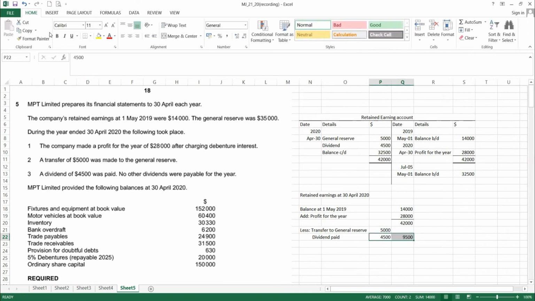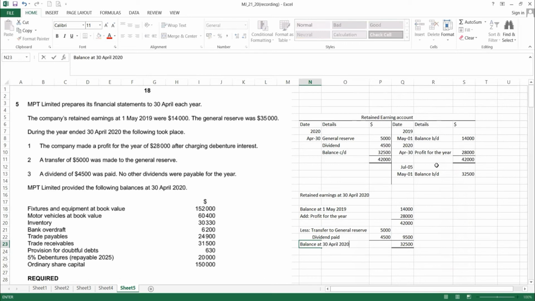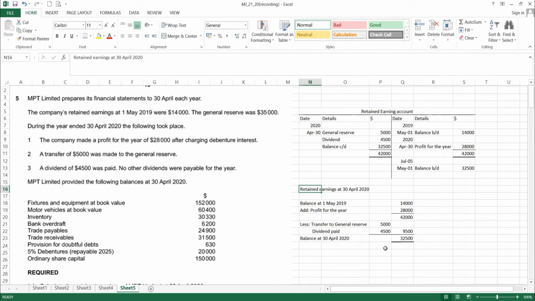So basically, this is more of a calculation method. Normally we will start with the amount which is the add first. After that, we less. So that is how we prepare the calculation method. Start with the add, after that, less. So now here we put balance at 30th April 2020. So that is how we calculate retained earning. Calculation method, which is a segment method. Ledger method, which is T account method.